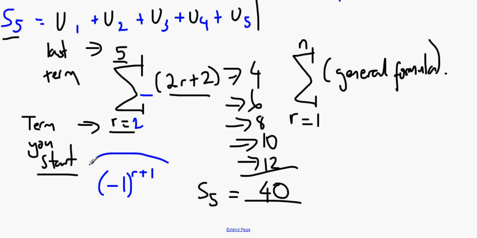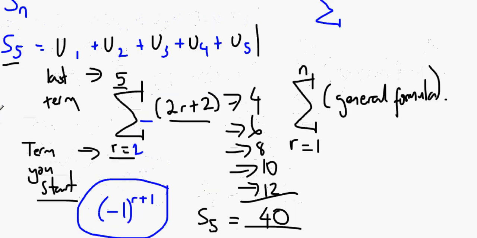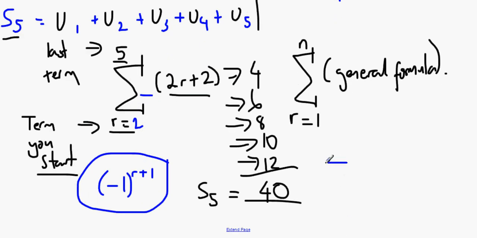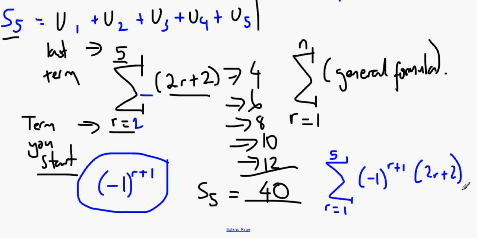The reason why we write this is so that it gives us an opportunity to decide whether the operation is minus or plus. So let's say, for example, we've got the first term here. Summation from R equals 1. So minus 1, R plus 1, and 2R plus 2.